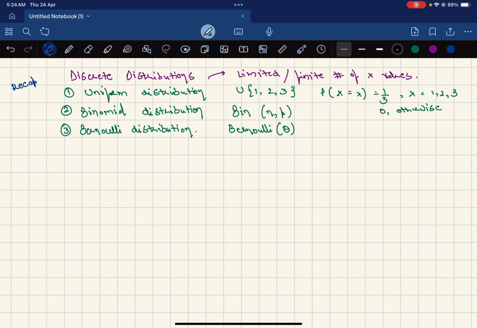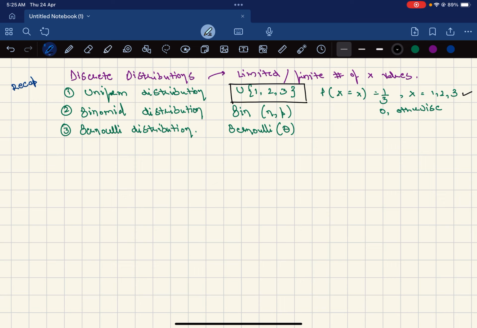The first being uniform distribution, which, as the name suggests, is a distribution where all the values of x take probabilities which are equal in value. So for example, if we have a uniform distribution which is represented as U{1, 2, 3} in curly braces, this means that this distribution can only take values 1, 2 and 3. So only 3 possible values are there, and the probability of each one of them, since they are equal, uniform, therefore the probability should be 1 by 3 for each of these values of x.